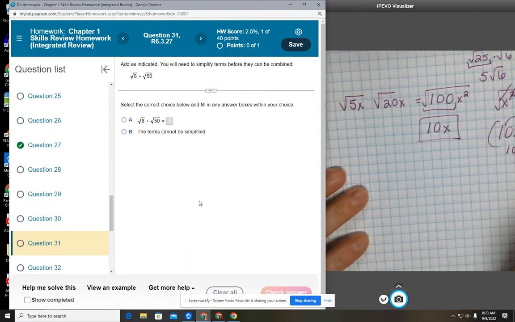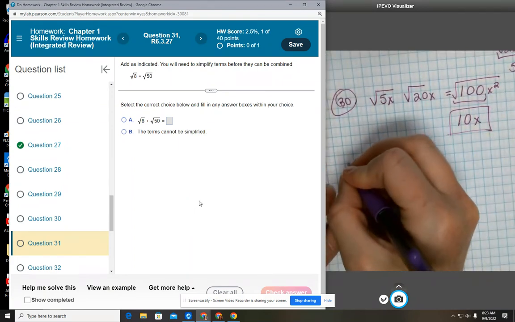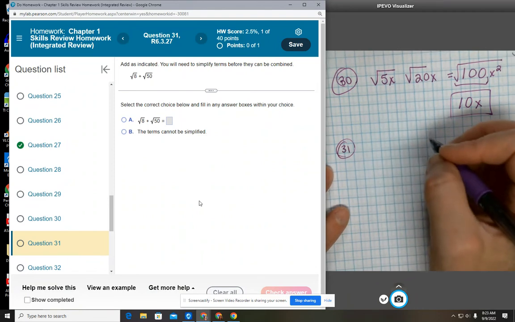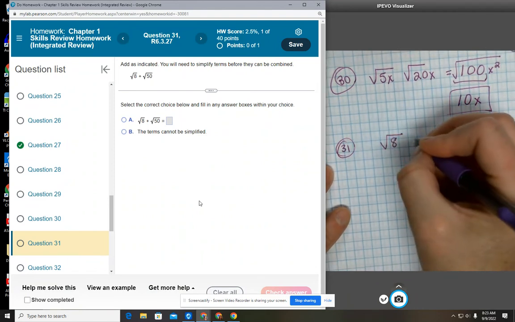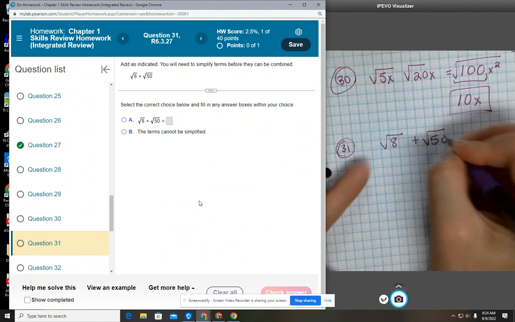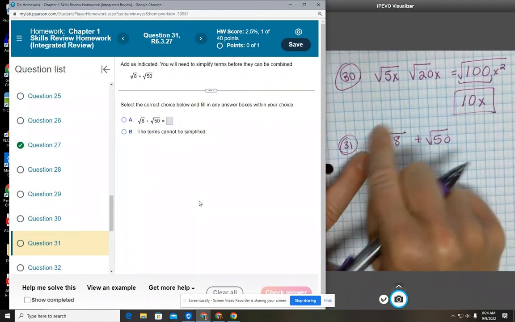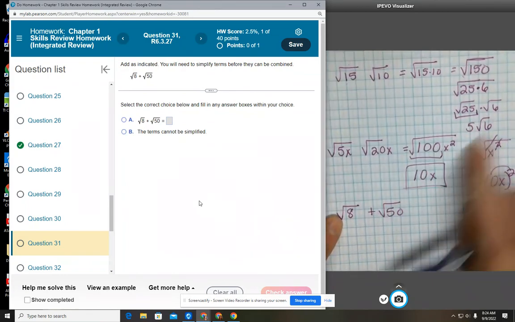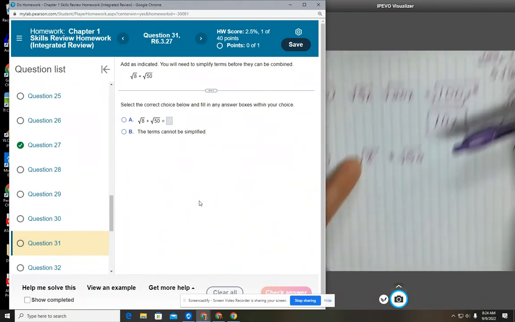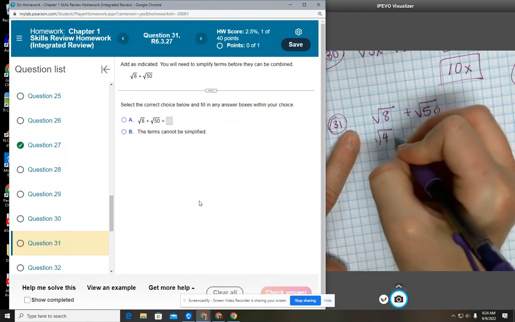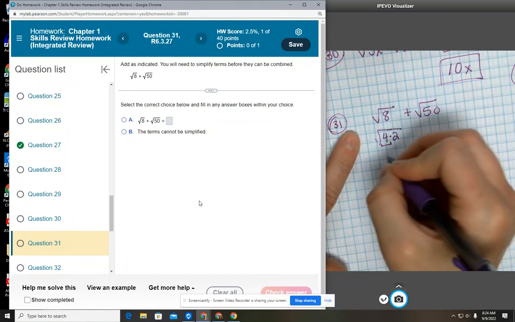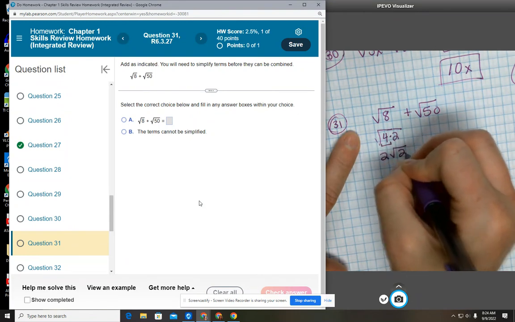Let's see. Add as indicated. So in order to add, you have to have a like radical. Just like terms, you have to have the same variable. So square root of 8 plus square root of 50. We cannot just add these. You got to simplify this radical. So you look for a perfect square that can evenly divide, and 4 will. So this will be square root of 4 times 2. Square root of 4 is 2, so it's 2 square roots of 2.